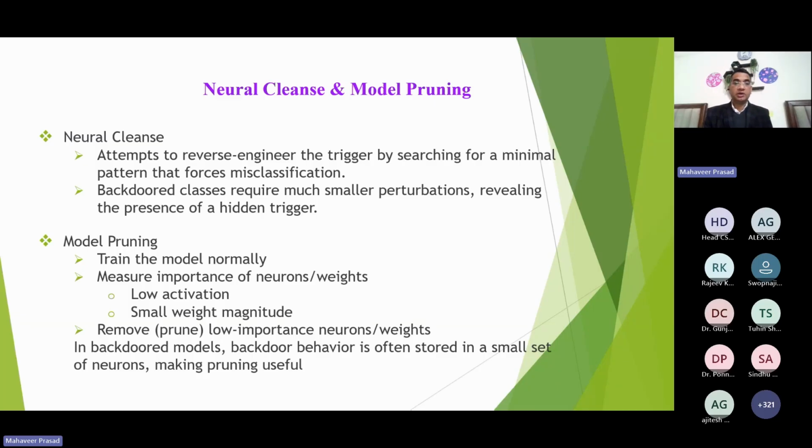So backdoor behavior is often stored in a small set of neurons, making pruning useful. So now, even if you are removing a small portion of data, it will not impact our model performance or accuracy.